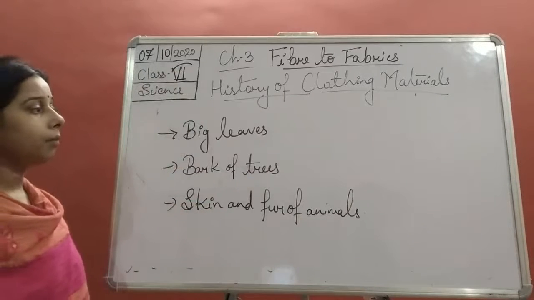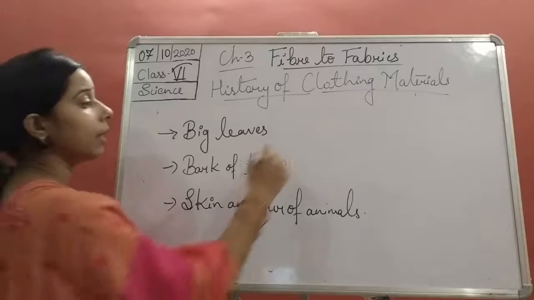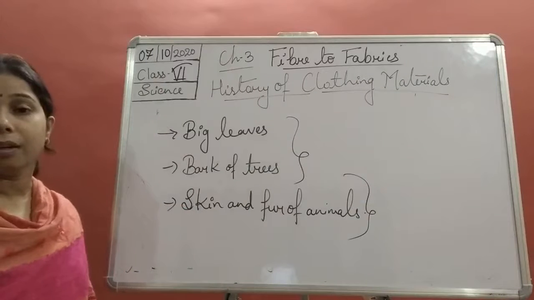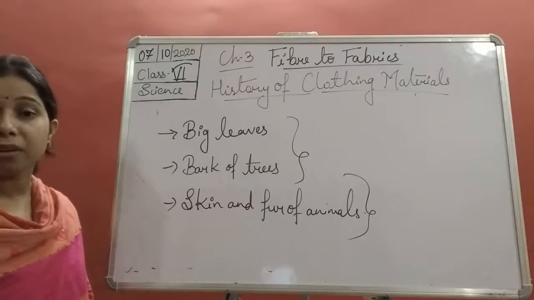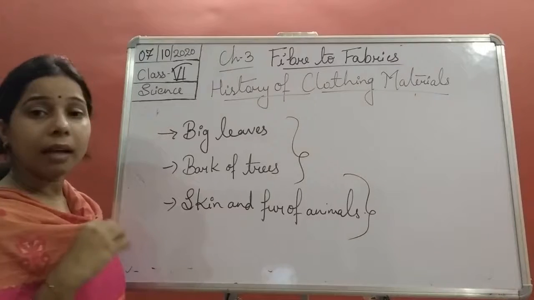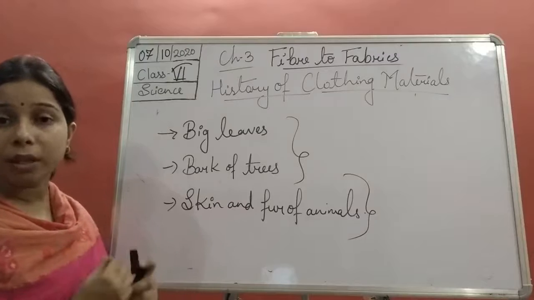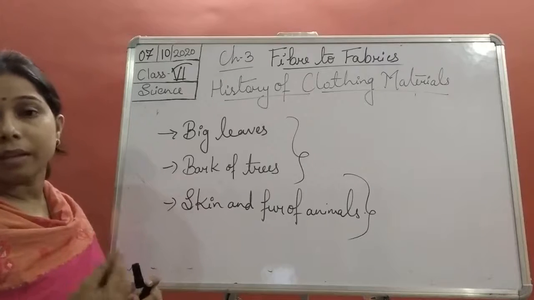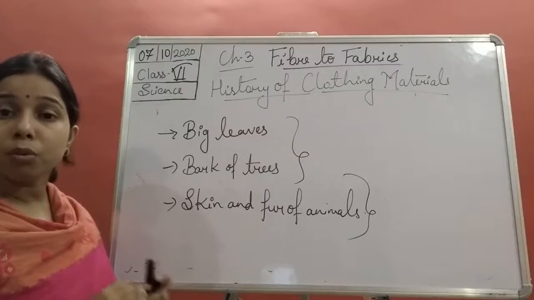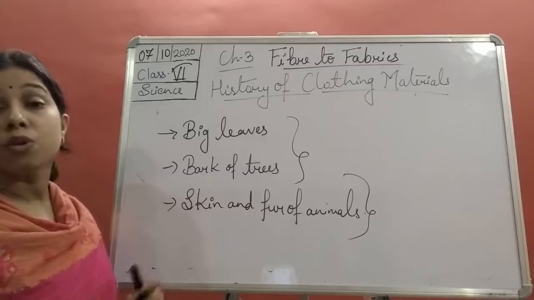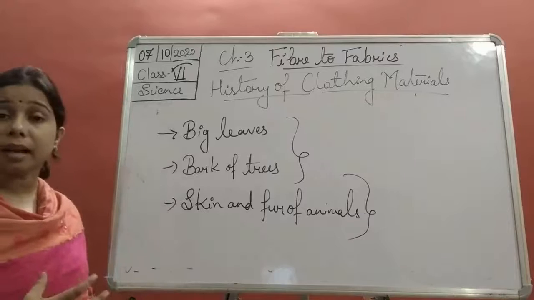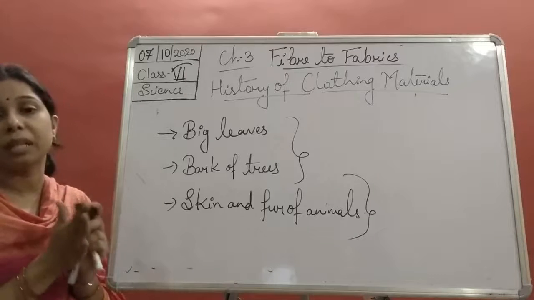But later on, students, when they started living near rivers or water bodies, they understood how leaves can be joined together. With the help of a thin stem of plants, known as a twig, they used to join two leaves together to make mats and baskets. So they understood how we can join two things together.